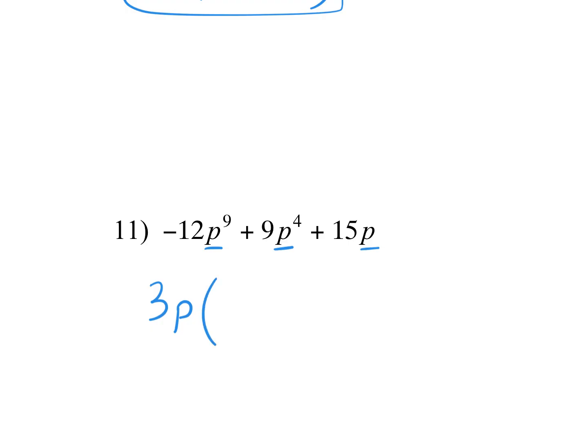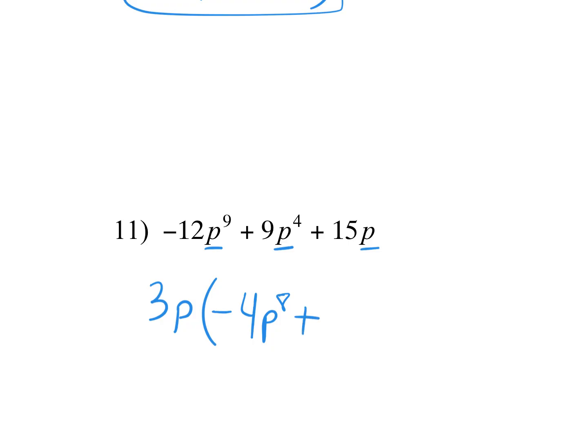So if I take out a 3 from 12, what's the factor that's left over? If you take out the 3 from 12, you would divide. 4, right? And then if you take out 1p from 9, how many? Yeah, 8. So p to the 8th.